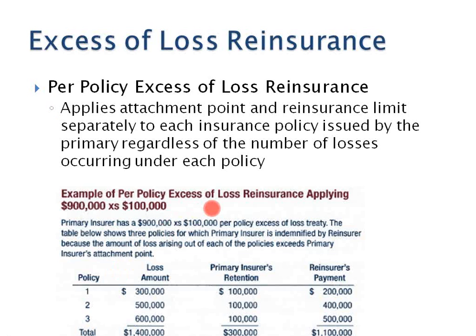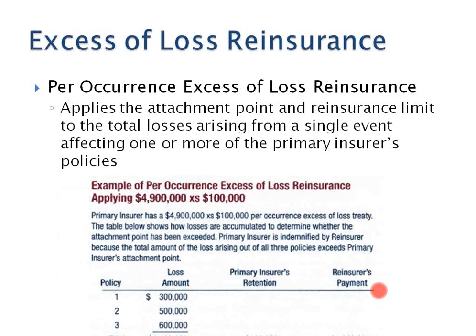In this case, the example they give is 900,000 excess of 1, which means that under this policy, the loss amount was 300,000. As the primary, I'm only paying 100,000 on each one, and you can see the reinsurer's payment is just the difference. The key concept is that all these things are pretty similar. It just depends on whether it is per occurrence, per policy, or an aggregate. You just have to be able to understand that.